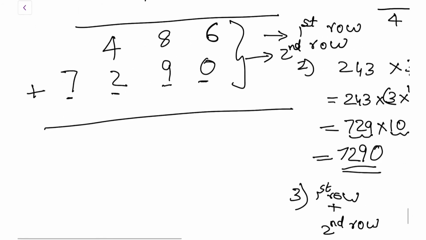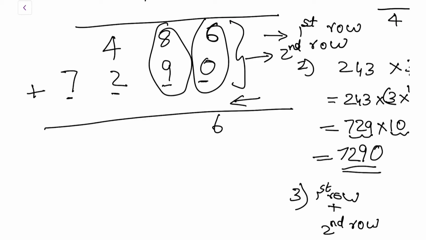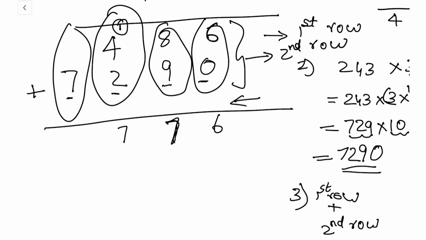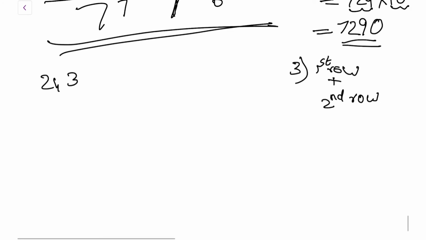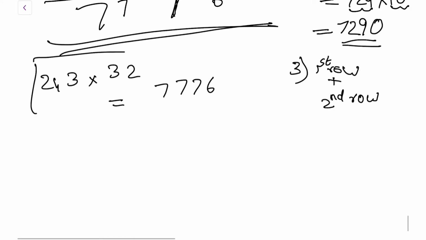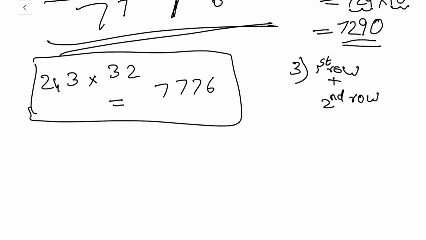How do we add? We add from the extreme right. So 6 plus 0 is 6. 9 plus 8 is 17. This is your regular addition. 1 gets carried over. Then 4 plus 2 plus 1 is 7. And 7 plus 0 is 7. So this is your product, 7776. So the question was 243 into 32 is equal to 7776. This is how you multiply by 2 digits using method 1.